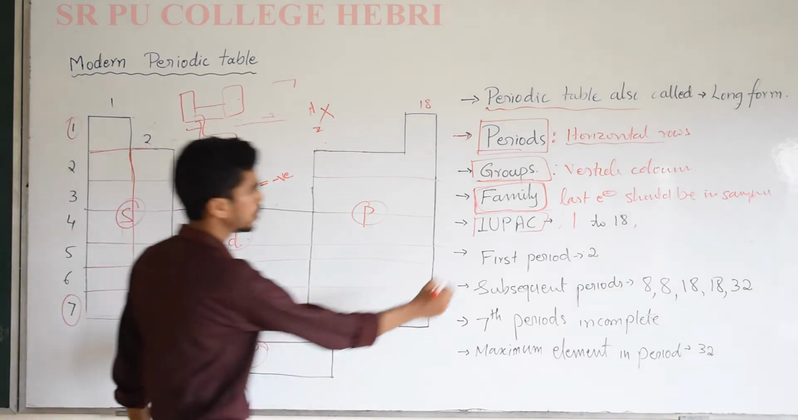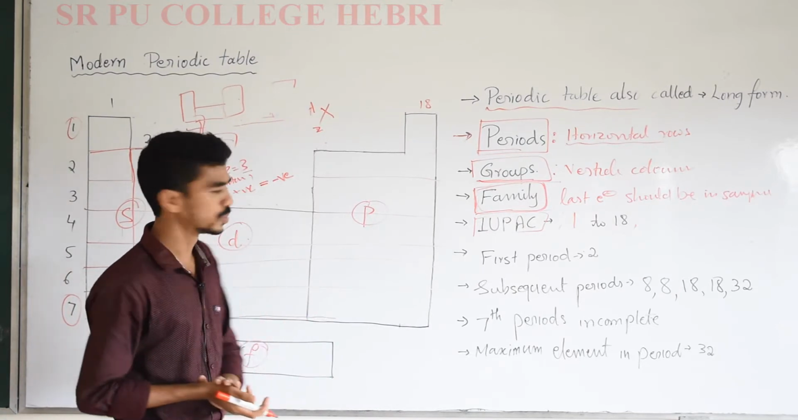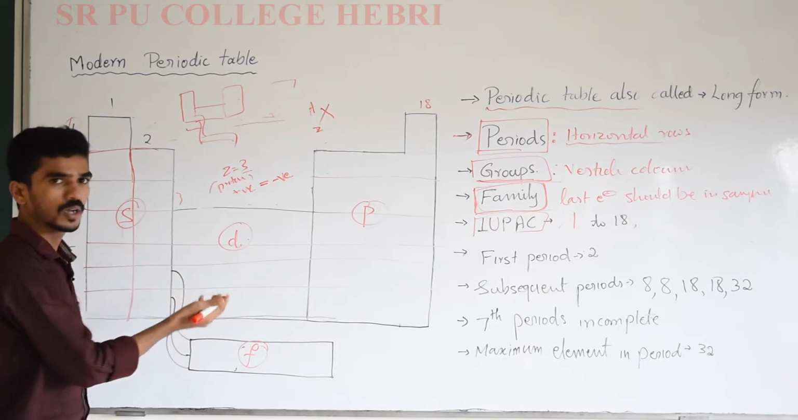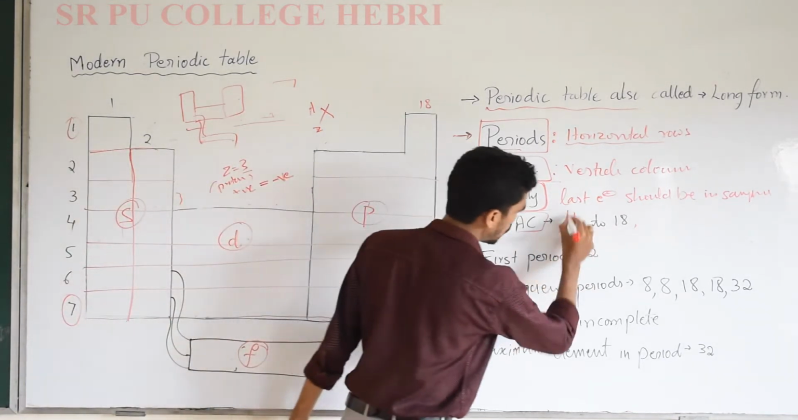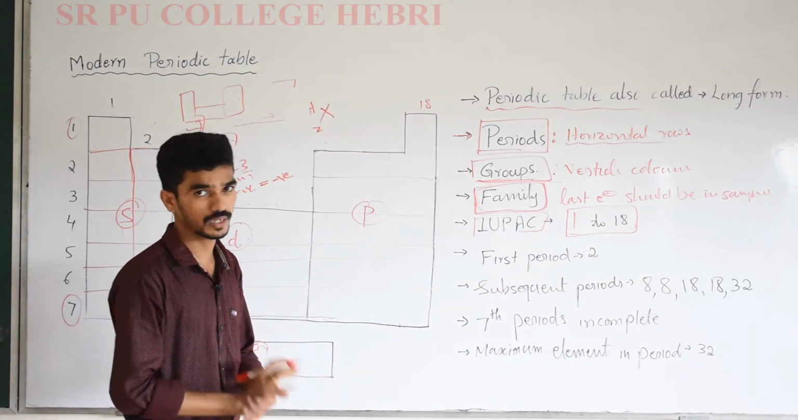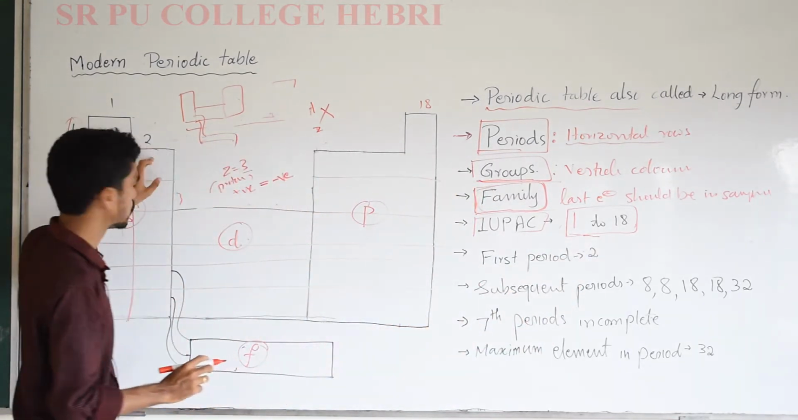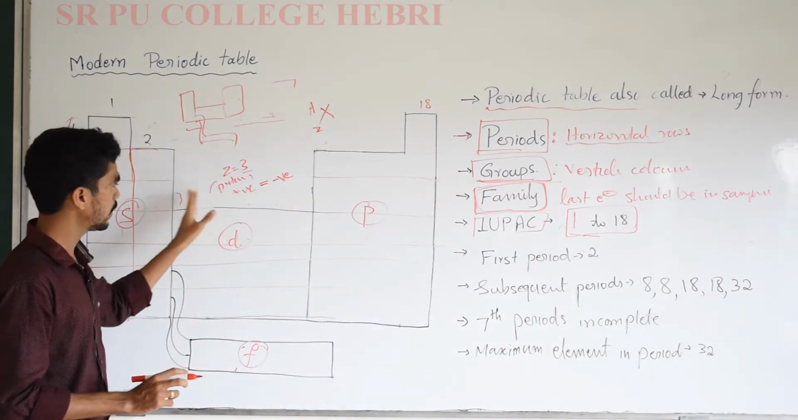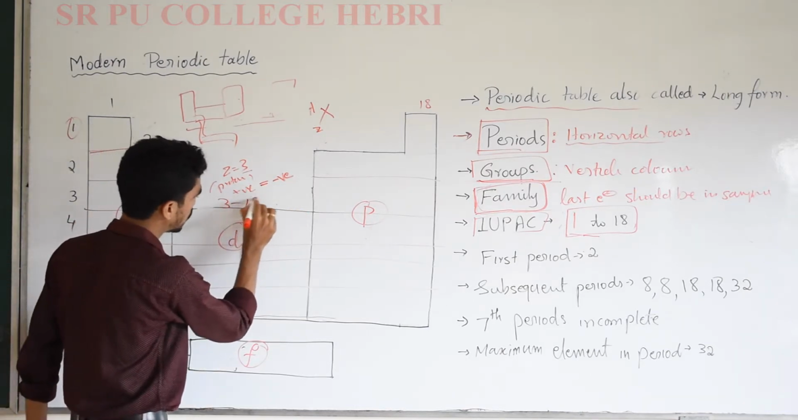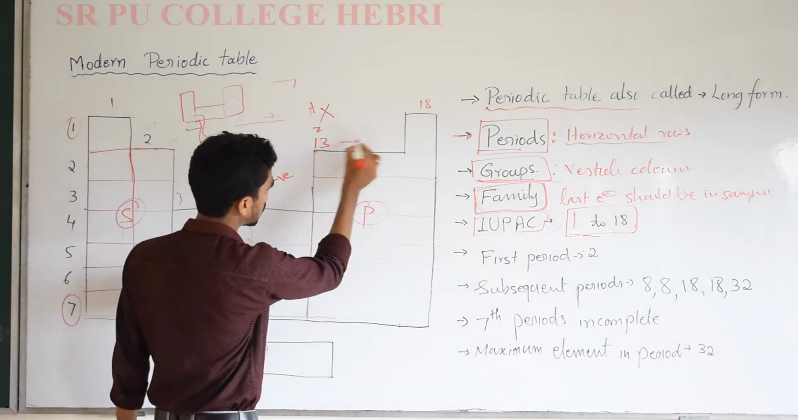And how many groups are there? Groups are nothing but vertical columns, like this. There are 18 groups, 1 to 18, in this periodic table. So 1, 2, then 3, 4, 5, 6, 7. In the D block, groups 3 to 12 are there. Here in the P block, groups 13 to 18.